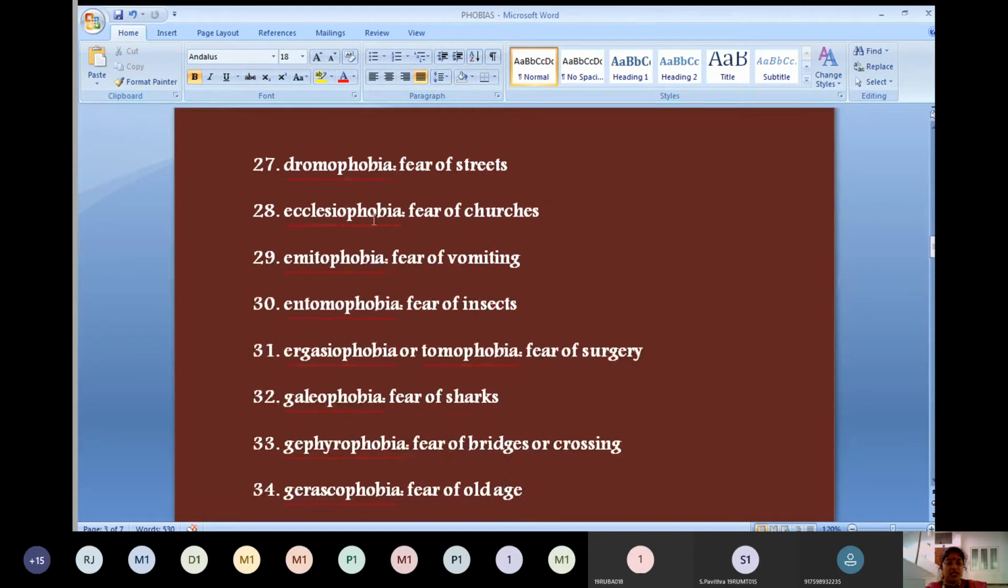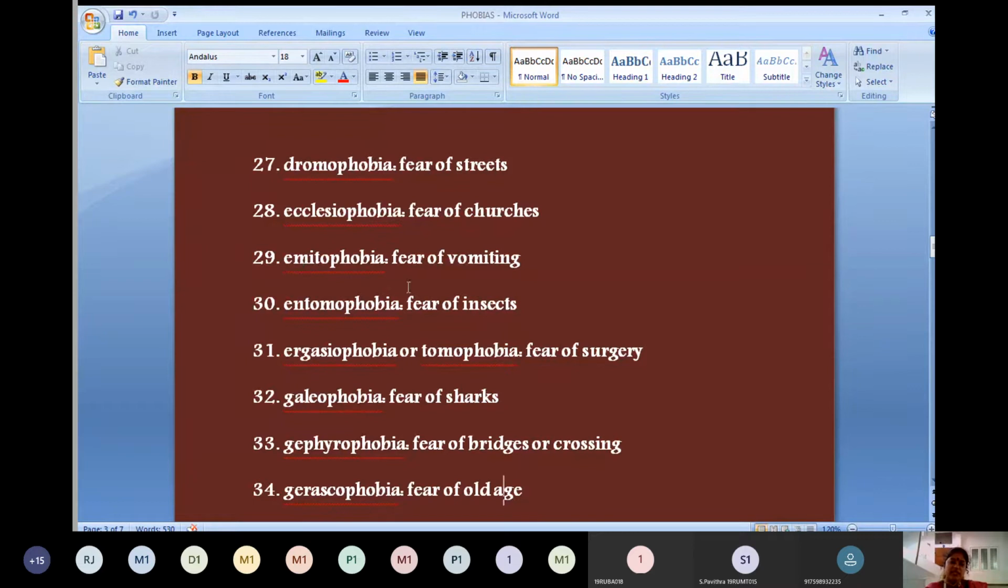Fear of churches, Ecclesiophobia. The term ecclesiastical means related to church. So, Ecclesiophobia means fear of churches. Fear of vomiting is emetophobia. Emeto means emit, vomit. So, fear of vomiting is emetophobia.